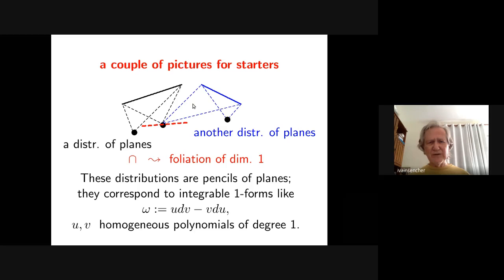So these pictures here correspond to distributions of the form pencil of planes. You change the line, you change the distribution. The expression for this distribution can be given by a differential form, a one-form of degree 1. That's the degree of this one-form here. U and V are polynomials of degree 1. And you can think also of the leaves here as level sets for the pencil defined by U and V.